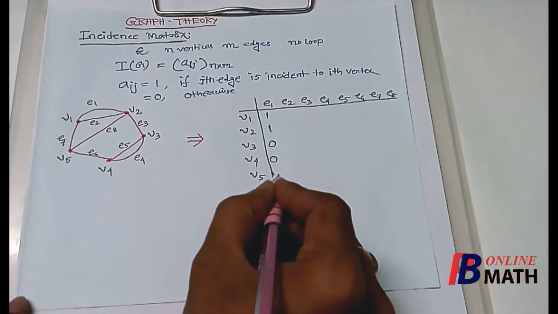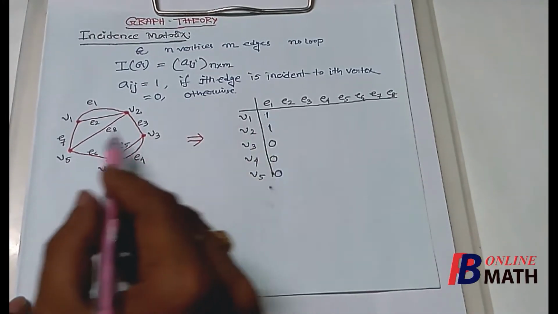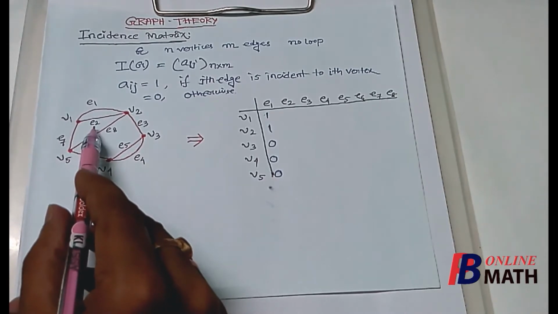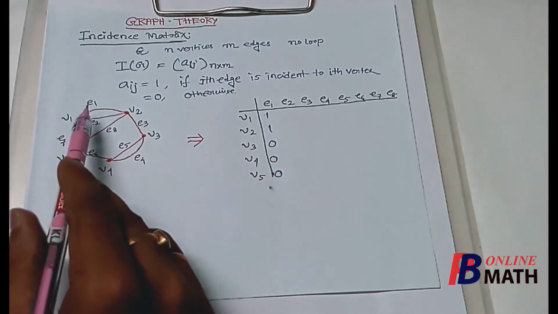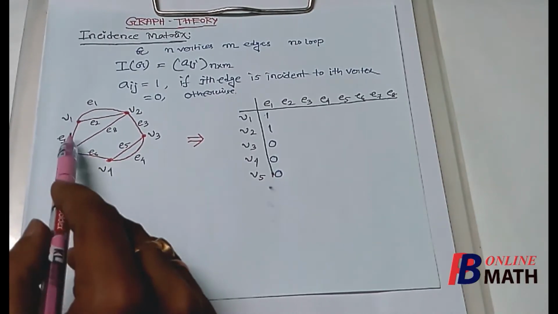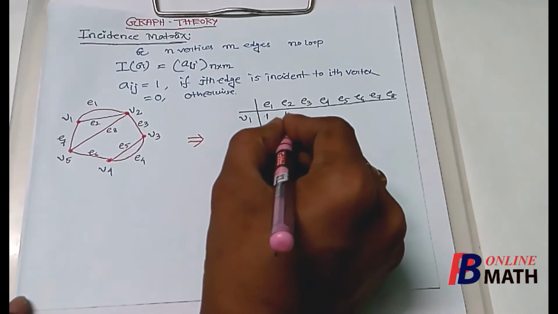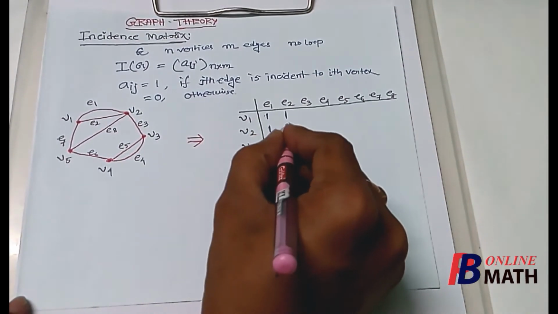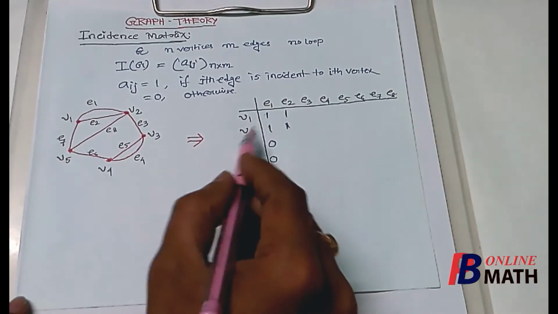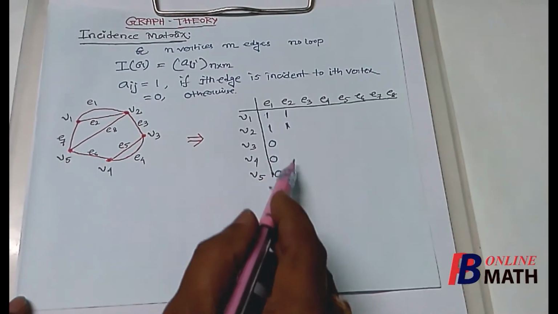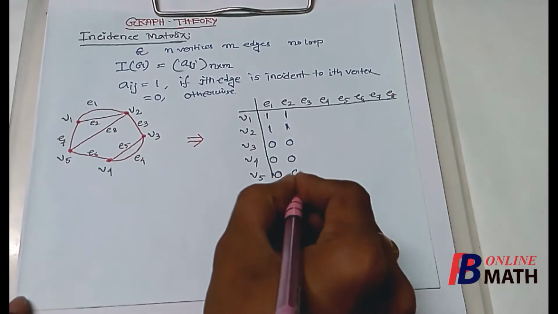So these are 0. If we consider the second edge E2, here we find that E2 is incident to both V1 and V2 again because E1 and E2 are parallel edges. So in the column of E2 we shall put 1 in the row of V1 and 1 in the row of V2 because E2 is incident to both V1 and V2. And we shall put zeros for the remaining elements in that column. So we put zeros here.